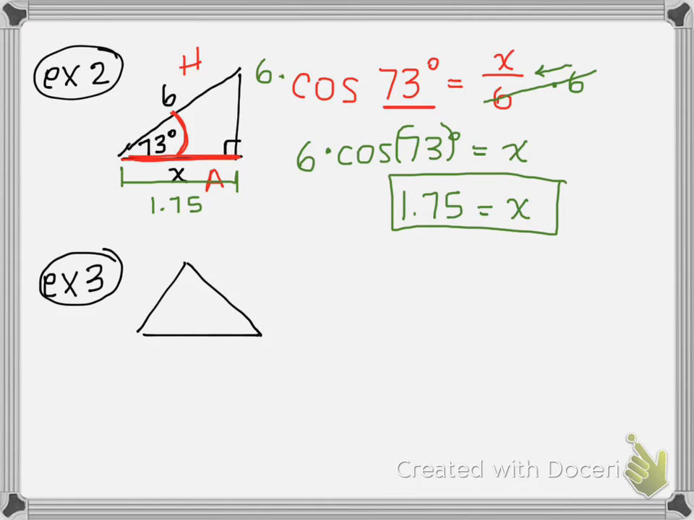Alright, so now we have our next triangle. Say this is 37 degrees, and we have x and 12.